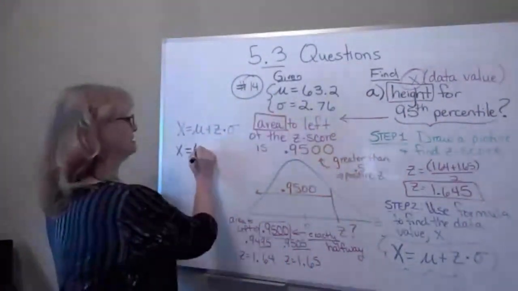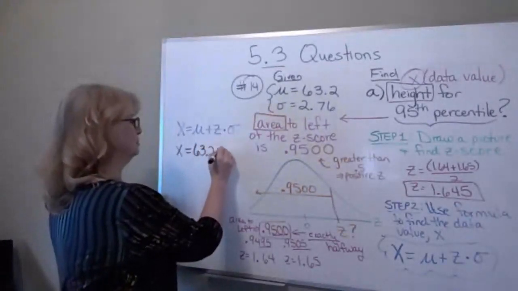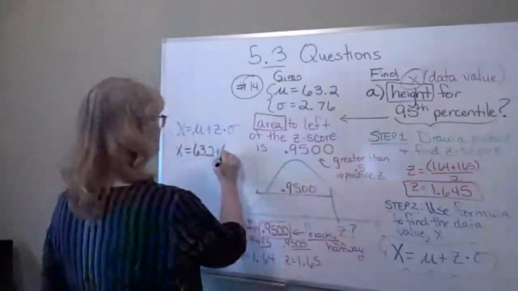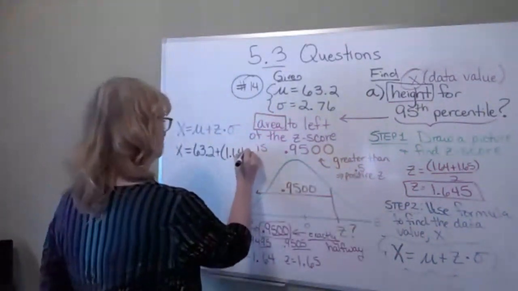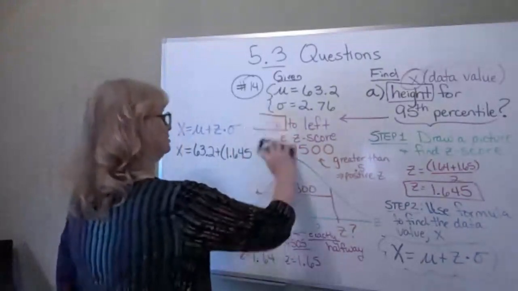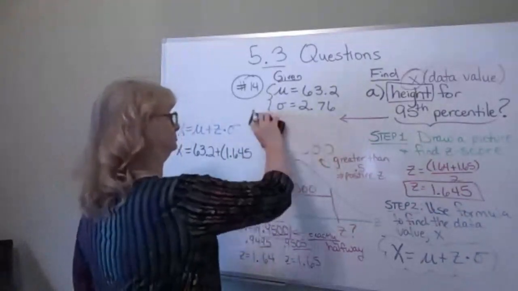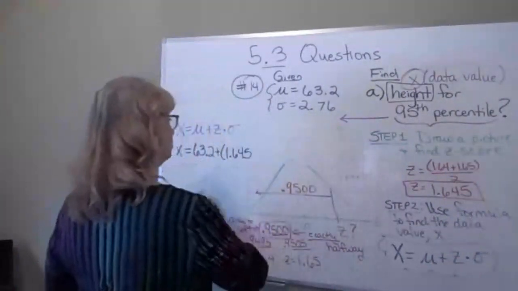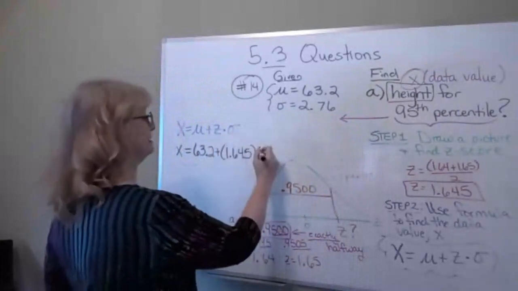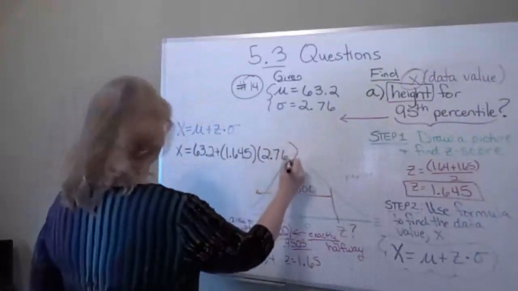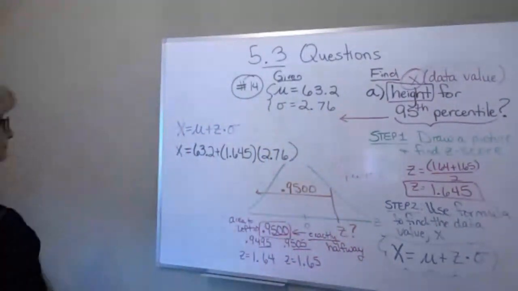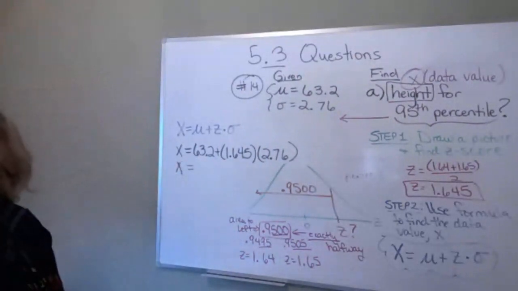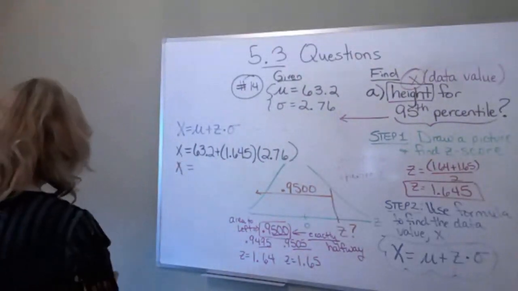So I've got mu was 63.2 plus the z is that z we just found, 1.645. I'm going to erase some of this so that we'll have room. 1.645 times sigma, which was 2.76. And do that calculation in your calculator, and then you're going to round it the way it tells you to.